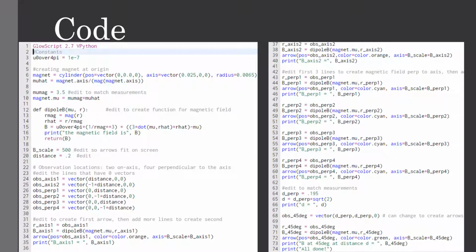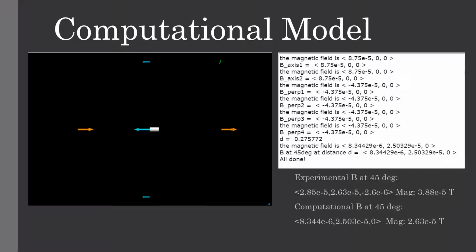Here is my full code that was used to calculate the magnetic field using the Biot-Savart law at 6 different observation locations, 2 of them being on-axis while the other 4 being off-axis, to the dipole at the bar magnet. Here is the computational model of the magnetic field at the 6 observation locations.